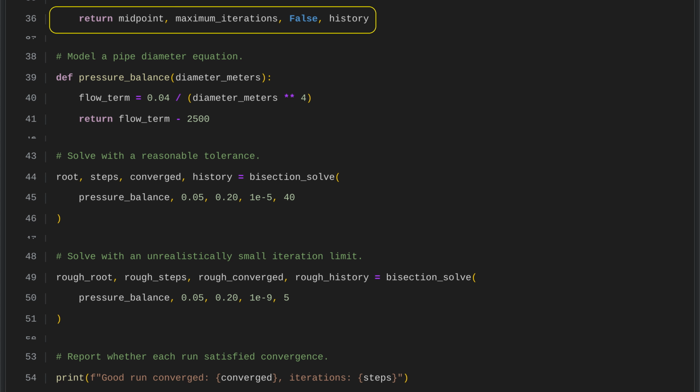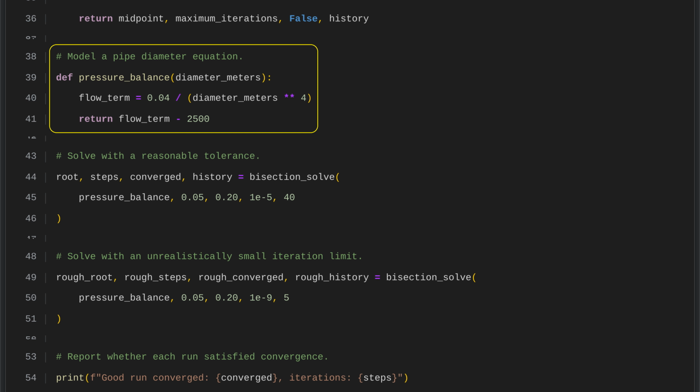If the method reaches the maximum number of iterations without converging, it returns the current midpoint as the best root estimate. It also reports that the iteration limit was reached, marks convergence as false, and includes the iteration history with the midpoint estimates and interval widths.